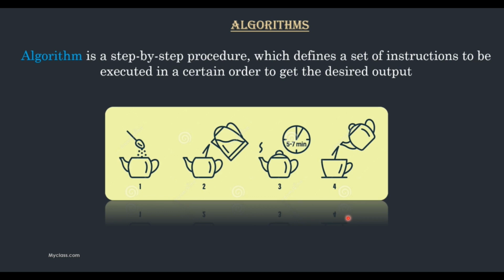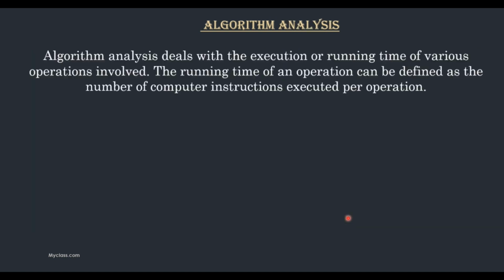That means we can write more than one algorithm for a particular solution. Here we have more than one process for making a tea. Clear? So algorithm analysis is a very important topic. So what is algorithm analysis?